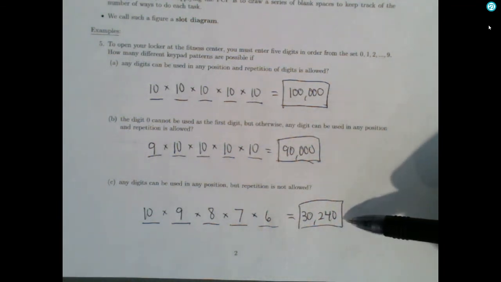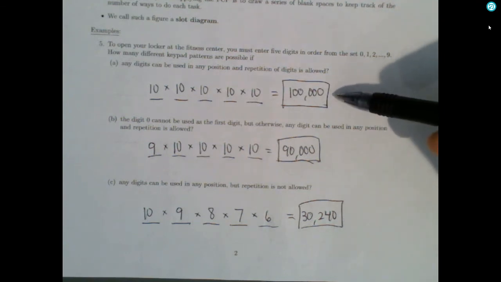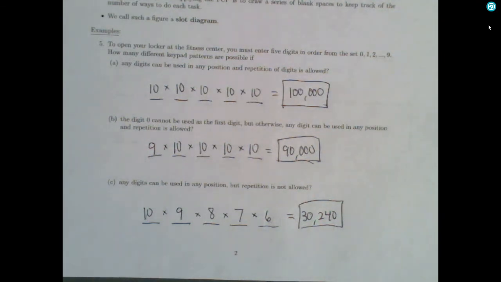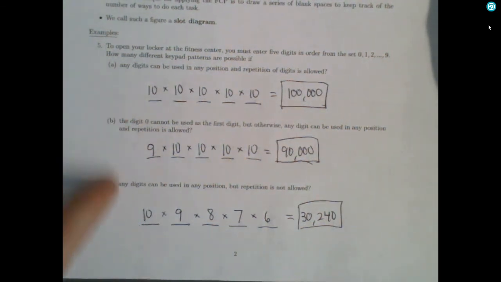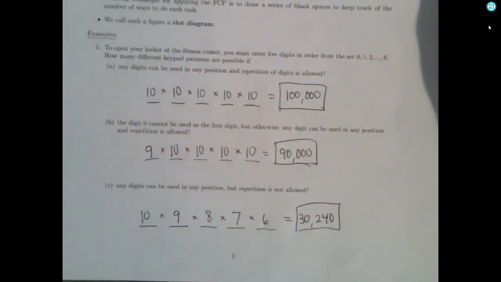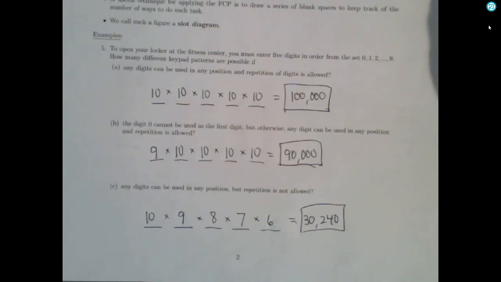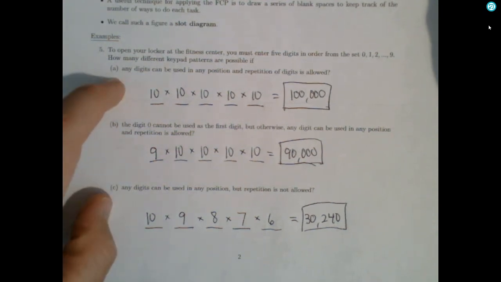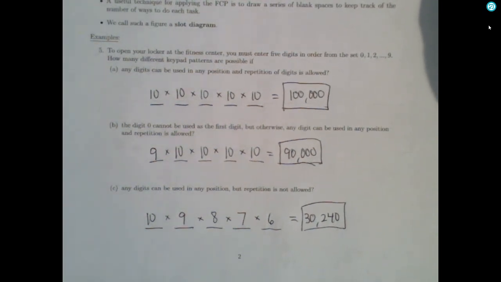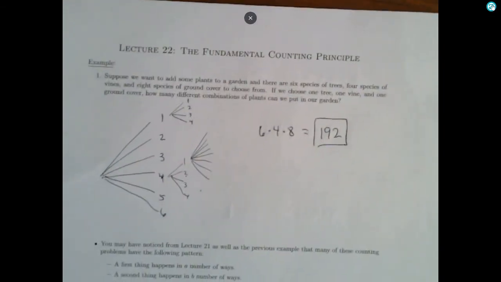Ooh, so you can see when you don't allow repetition, the number of possibilities is reduced dramatically, right? You have less than a third of the total number of possibilities that you had here in part A, right? Which is pretty cool. So, but that's that. These are called slot diagrams, and slot diagrams are very useful for counting things. And just generally speaking, the fundamental counting principle is very important, very helpful. And that'll do it for that section. So again, a really short one.